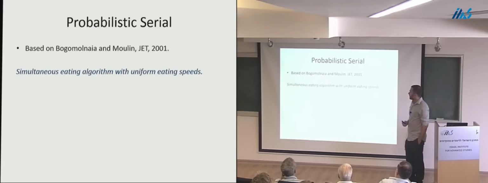Okay, so because random serial dictatorship is not efficient, we have a mechanism called probabilistic serial, which was suggested by Bogomolnaia and Moulin.